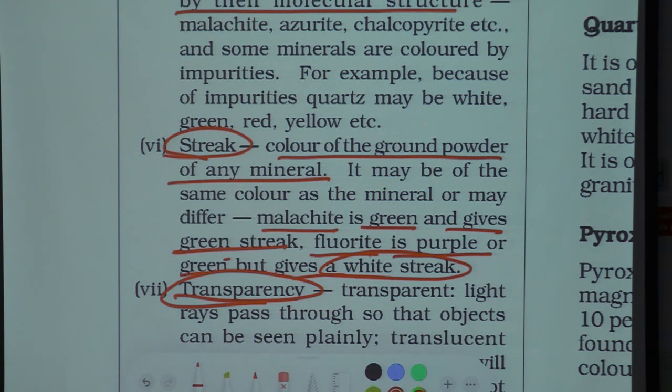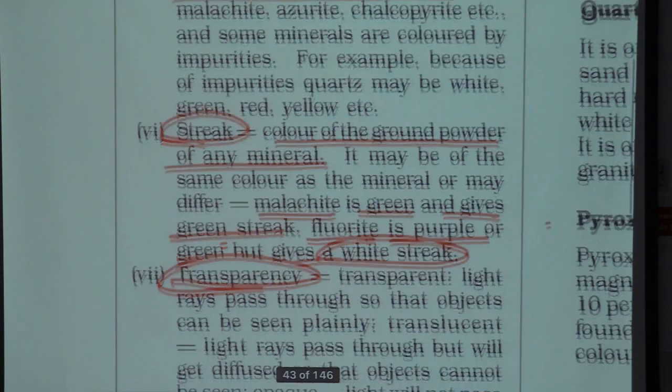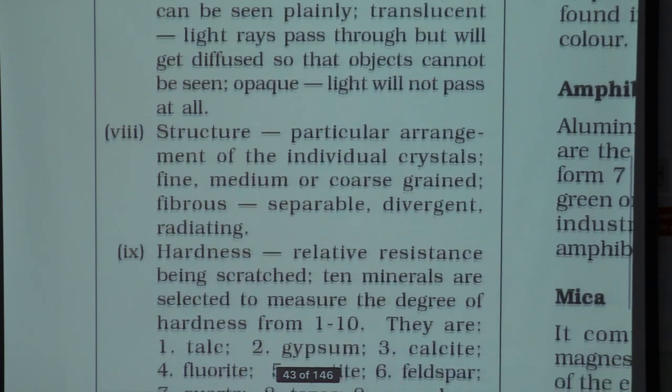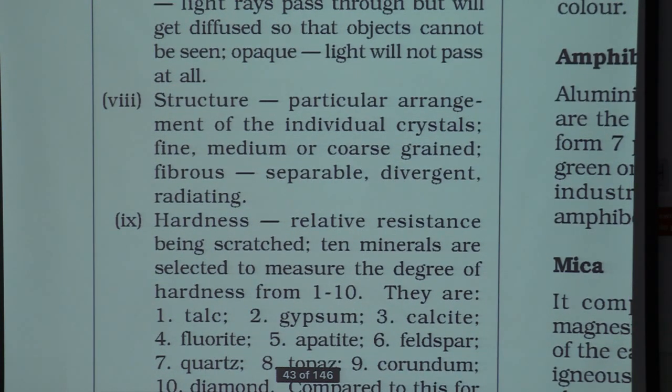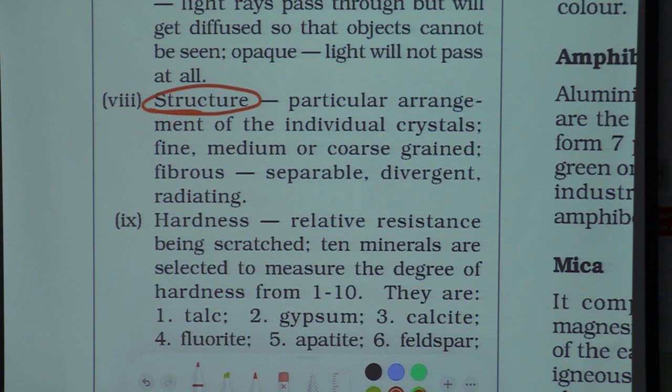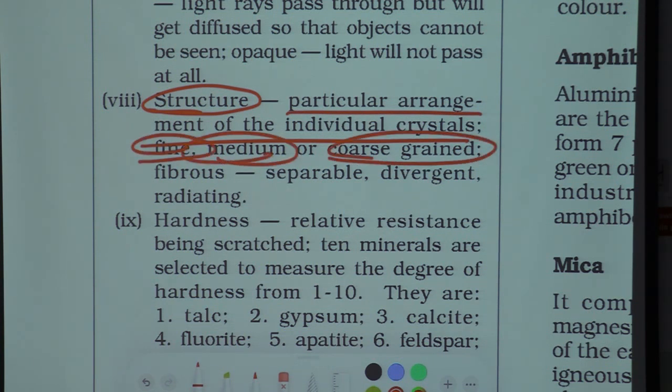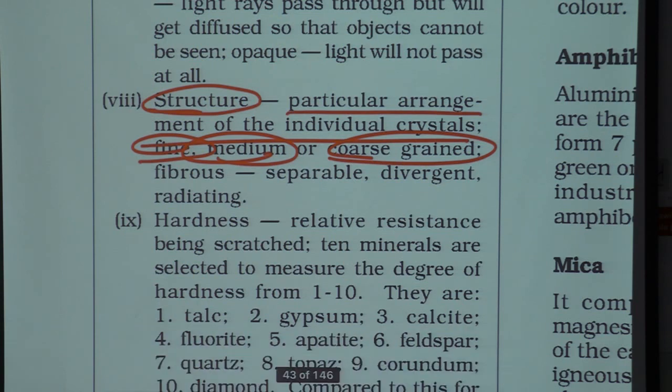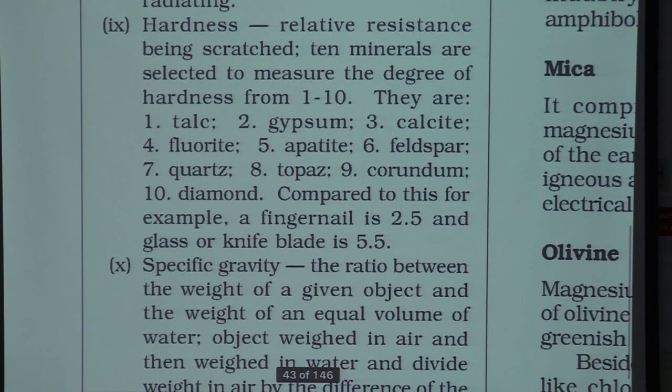Like we have been noticing how the goldsmith, by rubbing gold on a harder surface, gives us the understanding, okay, this is pure gold or not pure gold. That kind of point we are taking here. Following that, we pick up the category of structure. I am just jumping across structure, the particular arrangement of individual crystals, fine, medium or coarse grain. Hardness is what I am jumping across to get into specific gravity.